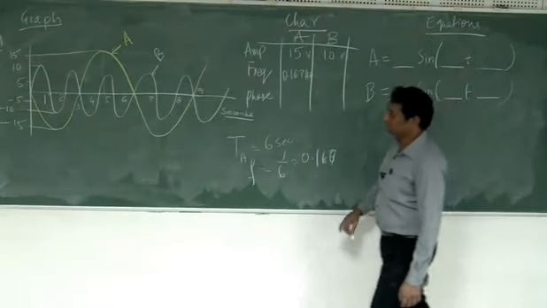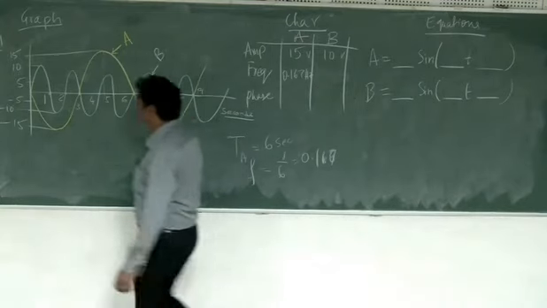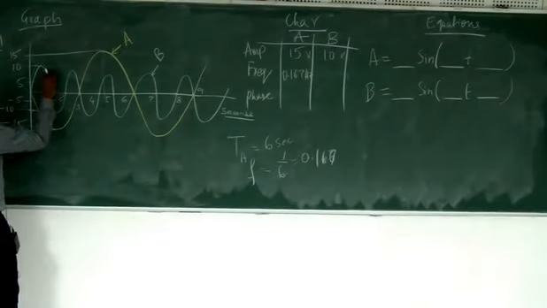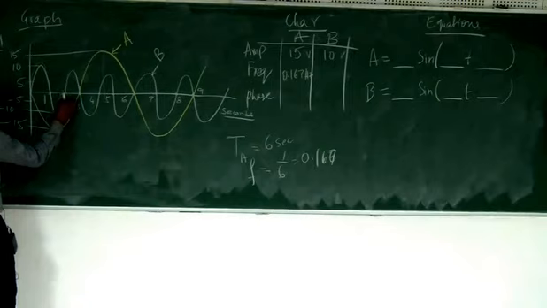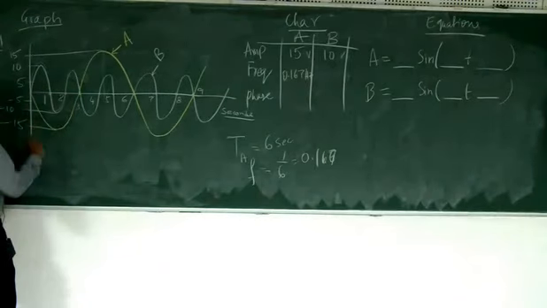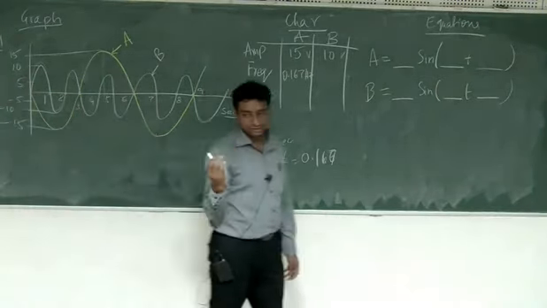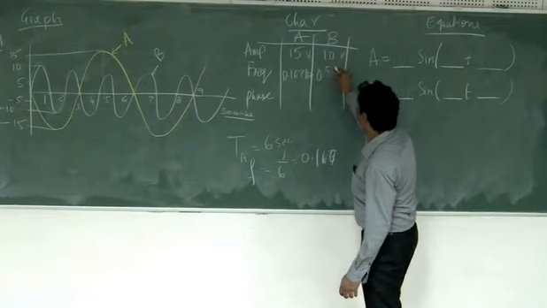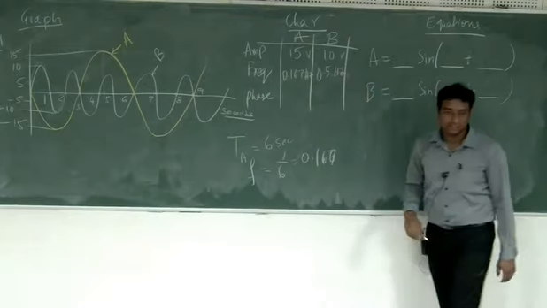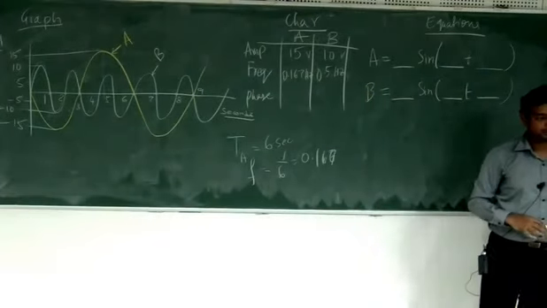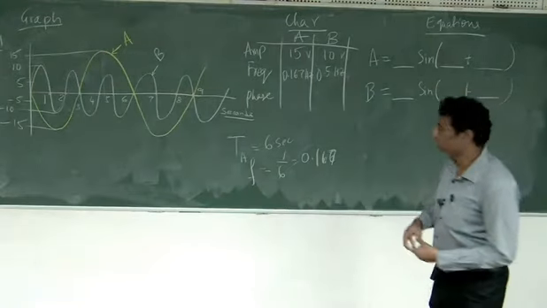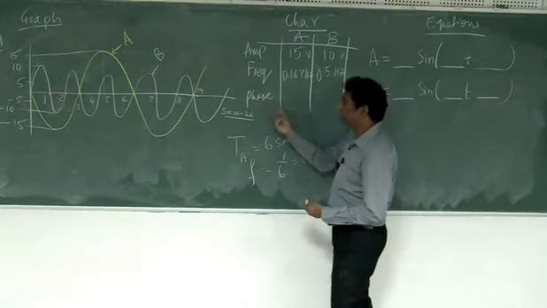What is the frequency of B? There is one positive cycle and one negative cycle covered, so one cycle is 2 seconds. So in 1 second, half a cycle, 0.5 hertz. That is the frequency of the B waveform.